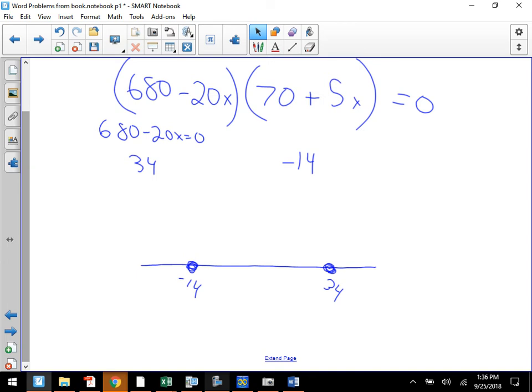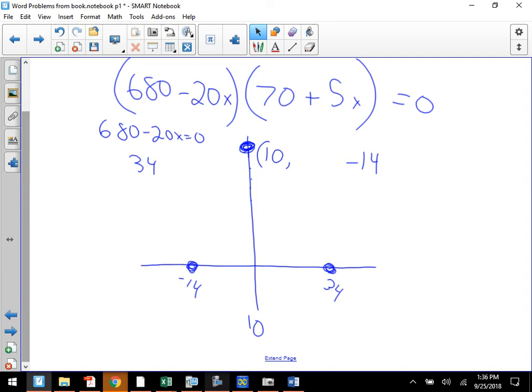If you FOILed this out, your x squared term would be negative. Yep. Okay. So now, what's negative 14 plus 34? And what's after that? Gives you your axis of symmetry at 10. That means my x-coordinate for the vertex, where my maximum is located, is 10, which means I should decrease this price 10 times. If I decrease this price 10 times, I will increase the sales 10 times.